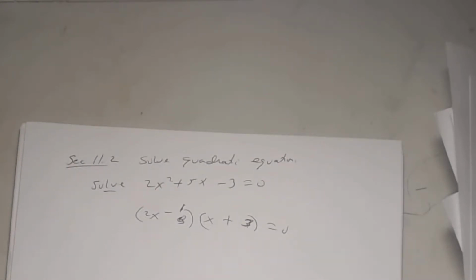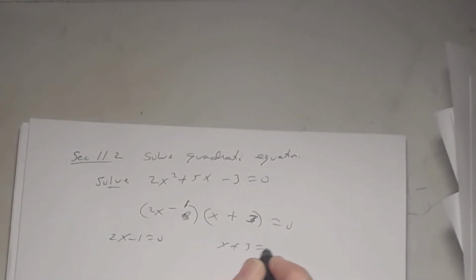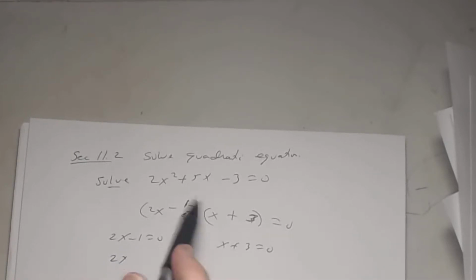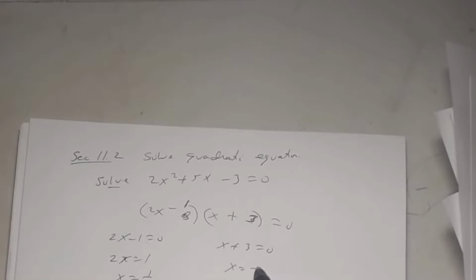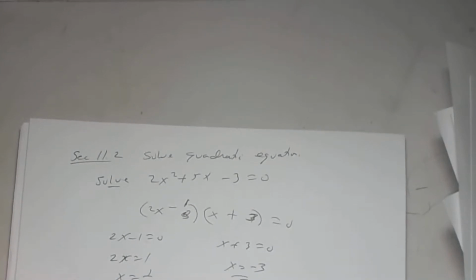What's the next step? What's that property called? Zero factor property. So you set each factor equal to 0 separately. 2x minus 1 equals 0. x plus 3 equals 0. So I went from a quadratic equation to linear. 2x equals 1, so x is 1/2. Here x equals negative 3. What I want you to notice is that when you have a quadratic equation that is factorable, your solutions are rational. See how these are rational? It's always going to be that way. Whenever it's factorable, your solutions are rational.